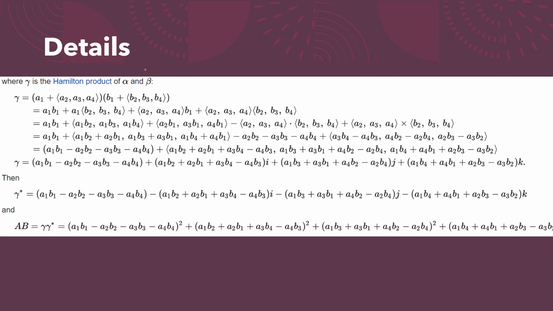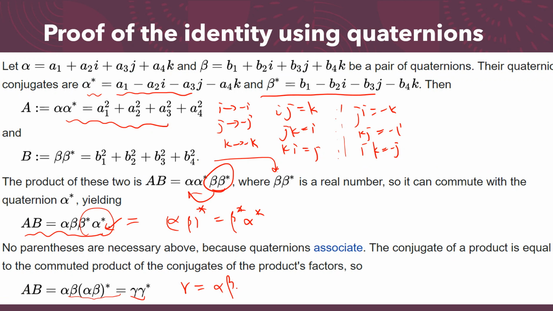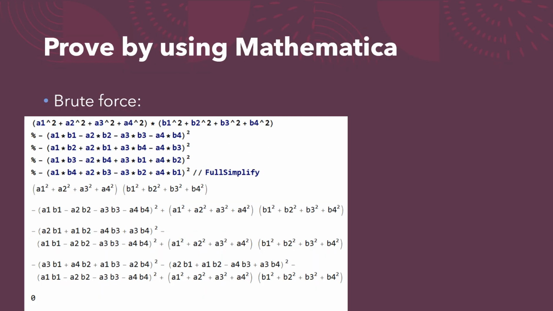Okay, so we can just compute the Hamilton product, basically the quaternion product, of alpha and beta. The computation is very tedious, but finally you get this. And for gamma star, if you take the conjugates, you get these four square terms, which will definitely equal the original AB product.